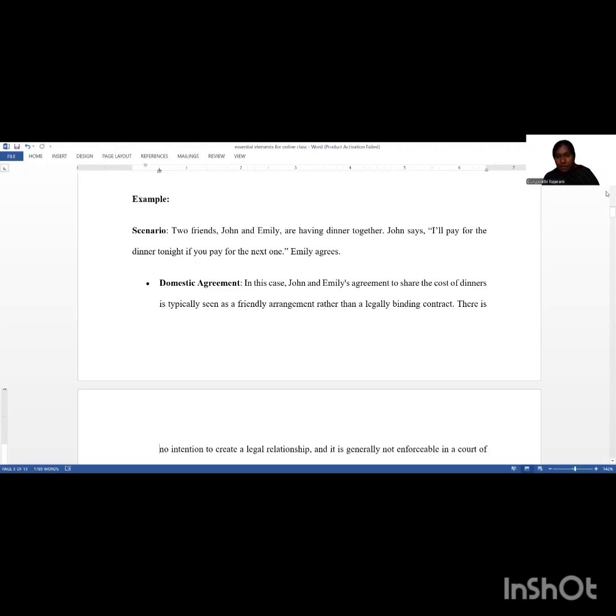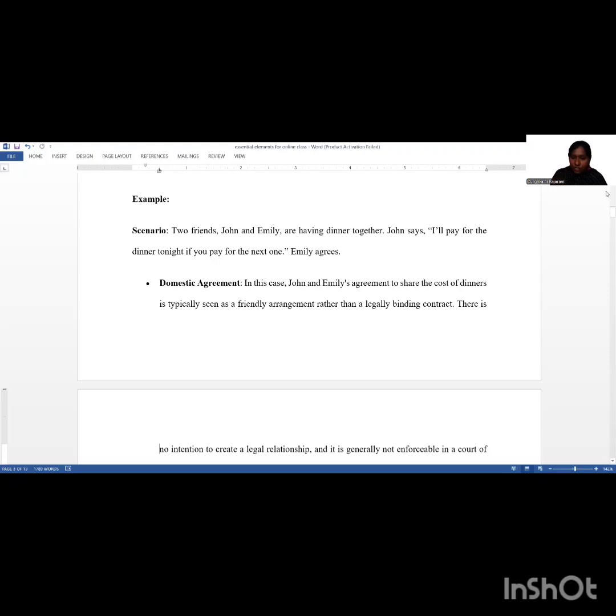For example, A and B are friends. Here we have John and Emily. Now, a domestic agreement. In this case, John and Emily's agreement to share the cost of dinners is typically seen as a friendly arrangement rather than a legally binding contract. They're not going to the restaurant with a document and getting it signed.